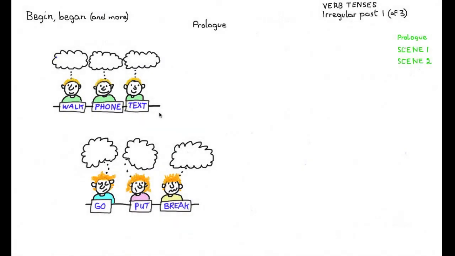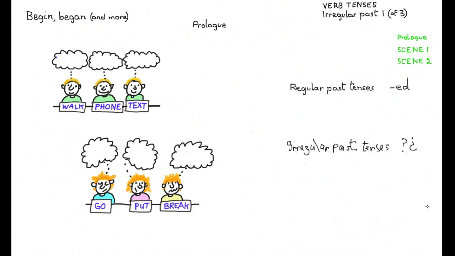Hello, this is the story of how we form past tenses. First of all, the regular past tenses, all of which end in D or ED. And then the crazy guys, the irregular past tenses. Hope you enjoy it.